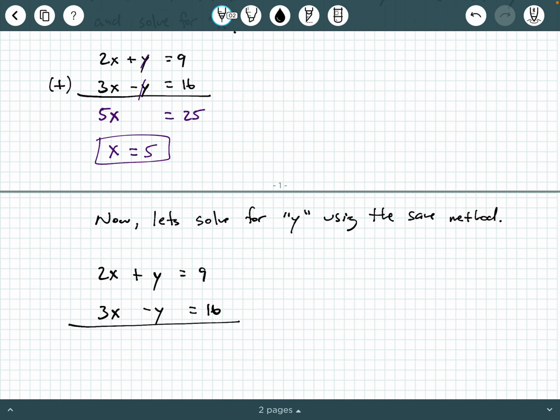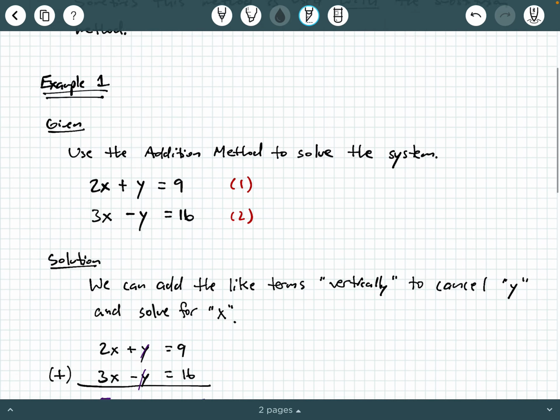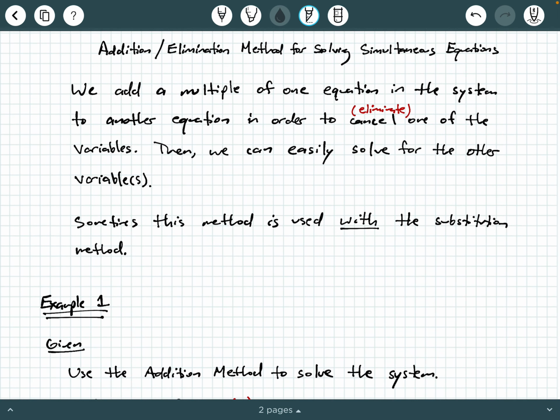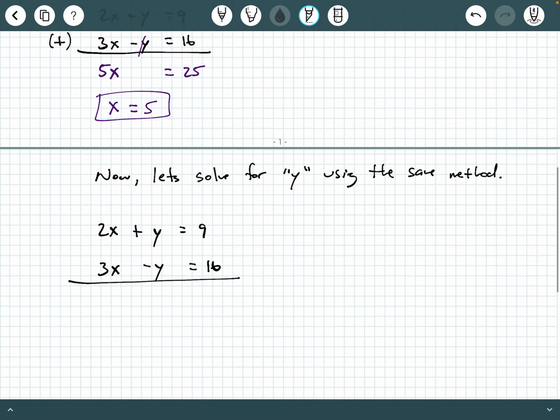Now, how do we create a convenient cancellation with the x variable? It's kind of tough right now because you have a 2x in the first equation and a 3x in the second equation. You can't just add them up. You'll accidentally come to a 5x conclusion again. So here's where we can go back to the general process. I'm going to scroll back up and reread what we wrote to begin with. We can add a multiple of one equation in the system to the other in order to eliminate one of the variables. So how about this?